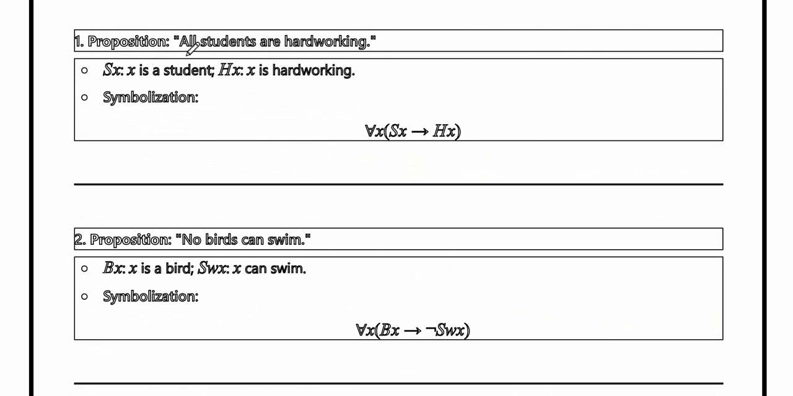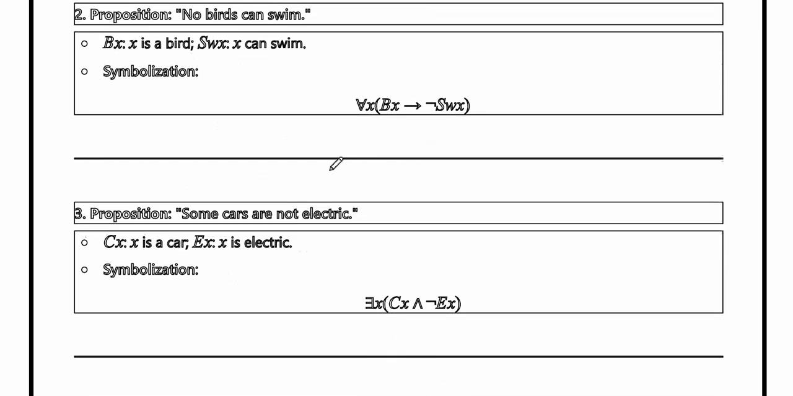So we have the first proposition type. All students are hardworking. All means universal quantifier, all x. Sx means x is a student. Hx means x is hardworking. And how do we symbolize it? Whenever you're using universal quantifier, you have to use the implication symbol. And then Sx, Hx. How do we read this? For all x, if x is a student, then x is hardworking.